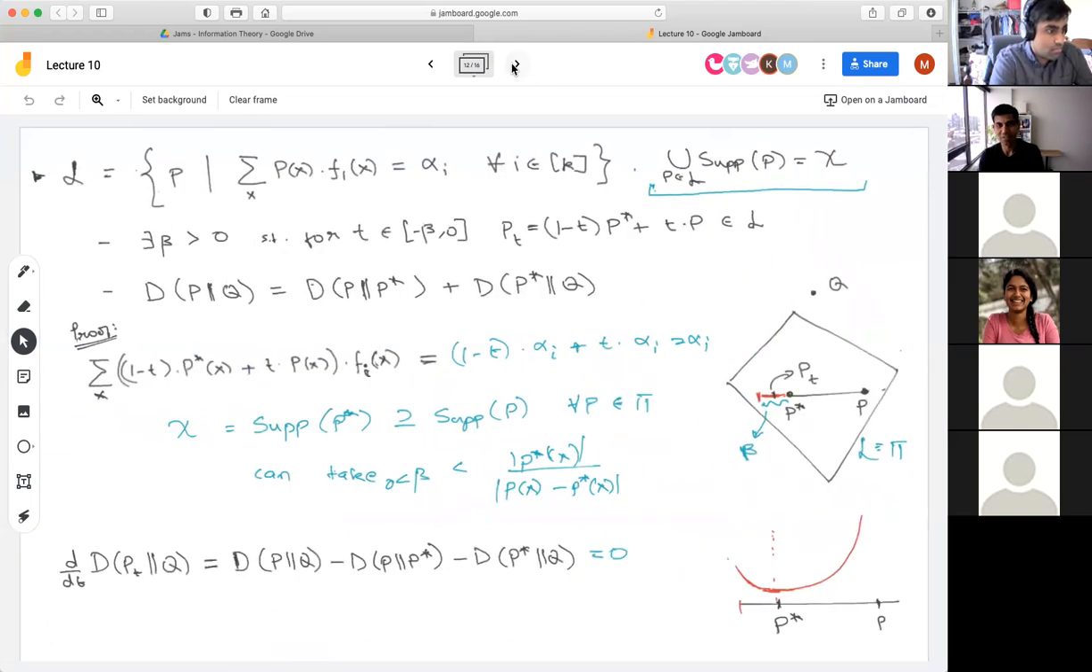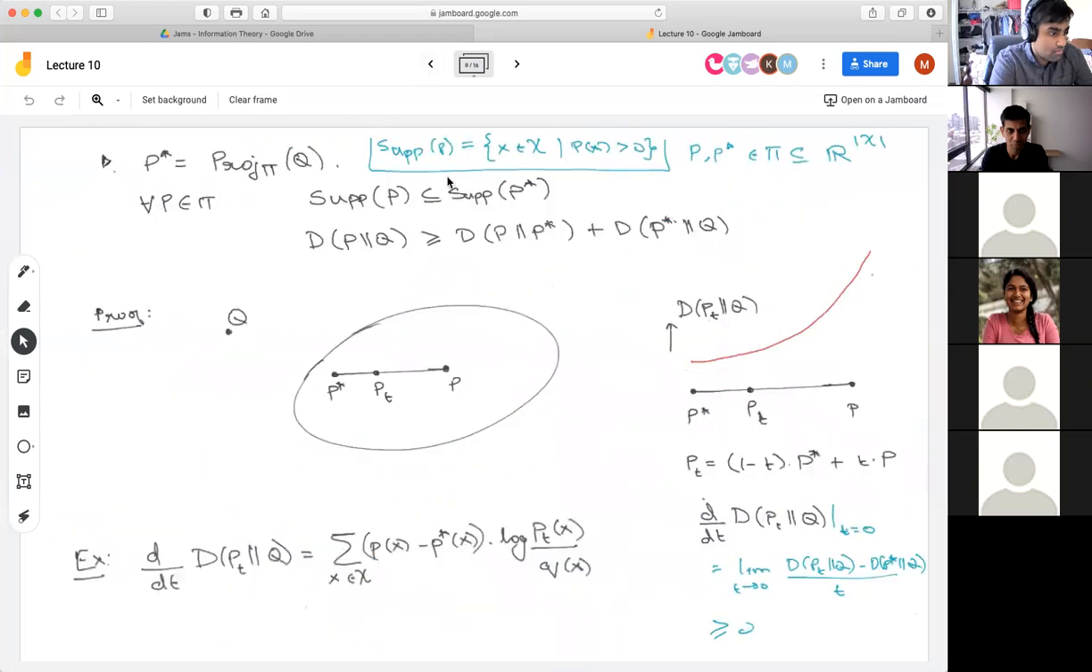Any other questions? Why is it non-negative if it's at the boundary? Because it seems like it could be either direction, right?